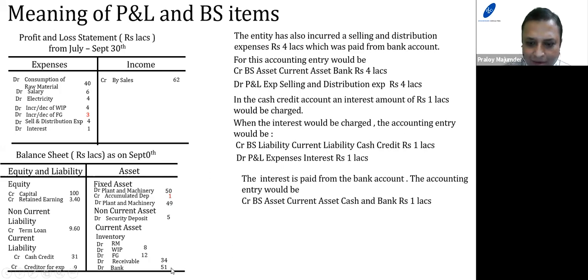So since bank account is coming 1, here 51 was previous balance. Now 1 lakh is moving out. That's why it is credit. So 51 lakhs was the balance, 1 lakh is moving out. The balance should be 50 lakhs.